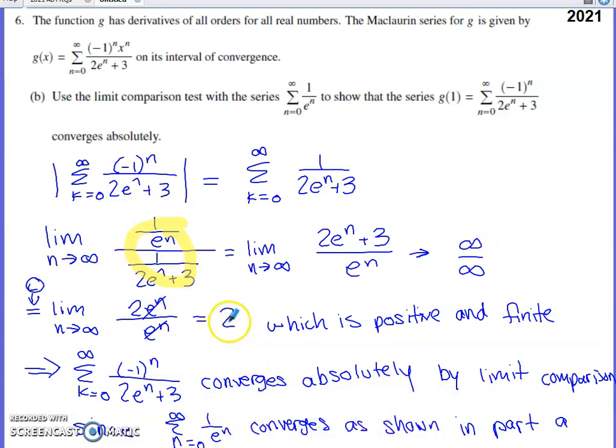As long as this answer is positive and finite, which 1/2 and 2 both are, I have a conclusion about my series, and the conclusion is whatever the series that I'm comparing with does. From part A, the series that we're comparing with here converges. The one that I'm testing currently is going to do the same thing. So the series that they gave us at the beginning of part B is going to converge absolutely by the limit comparison test, since the series that we are comparing with converges as shown previously.